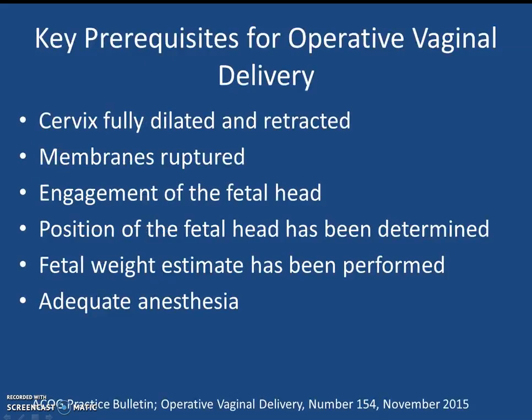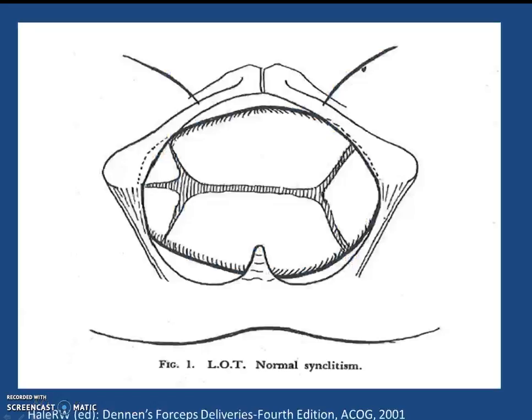The key prerequisites for operative vaginal delivery, for review: the cervix must be fully dilated, the membranes have to be ruptured, the fetal head has to be engaged, and importantly, the position of the fetal head has been determined. There's been a fetal weight estimate, and there's adequate anesthesia.